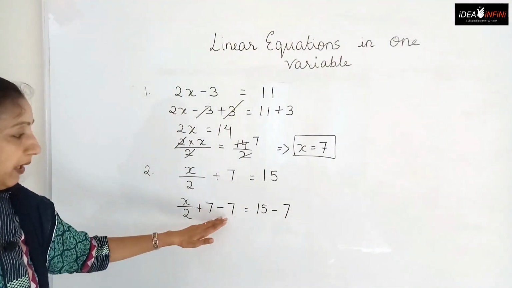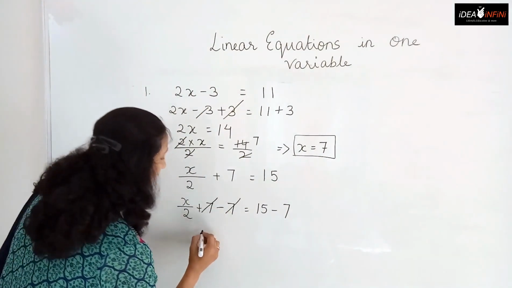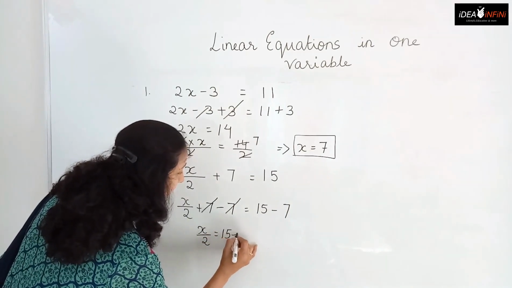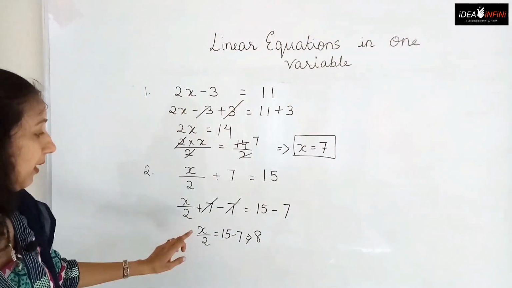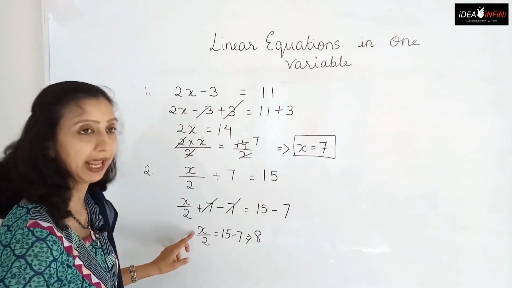When we put -7 on both the sides, the 7 gets cancelled out. What remains with us is x by 2 is equal to 15 minus 7, and that's 8. So x by 2 is equal to 8. What we want is x.